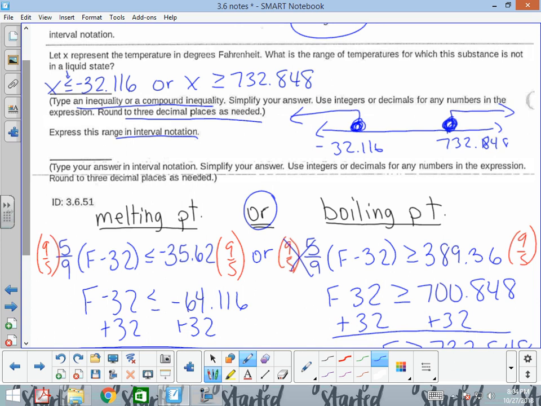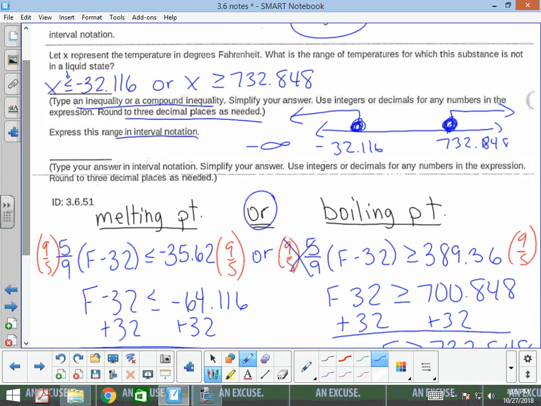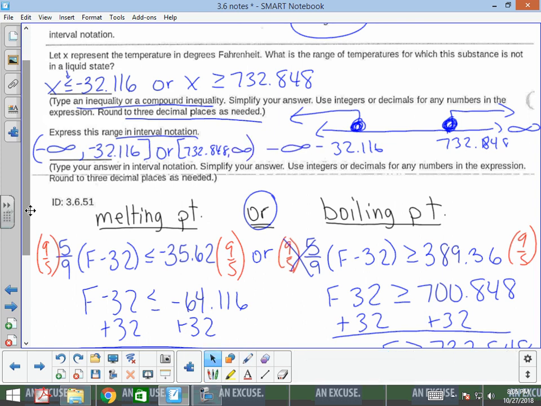So interval notation looks like this. Remember, this is negative infinity, this is positive infinity. So it's negative infinity with parentheses, comma, negative 32.116, bracket, or bracket 732.848, comma, infinity, parentheses.